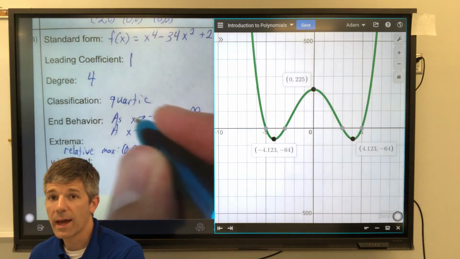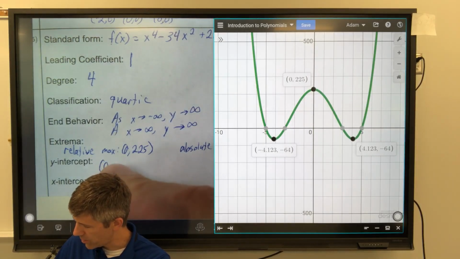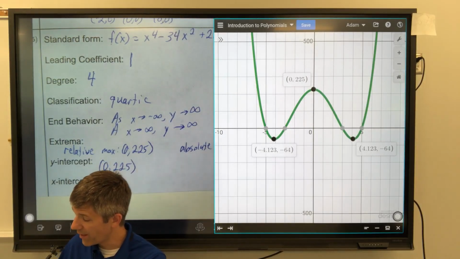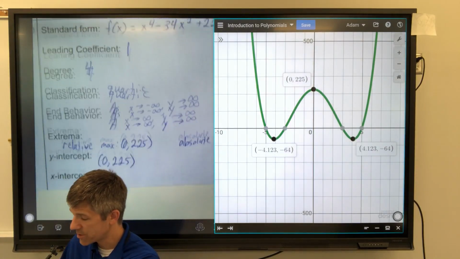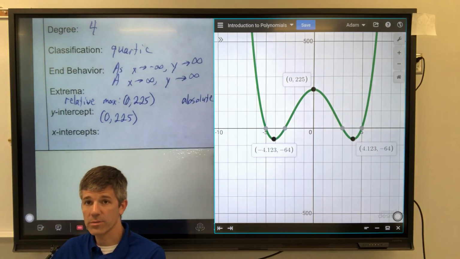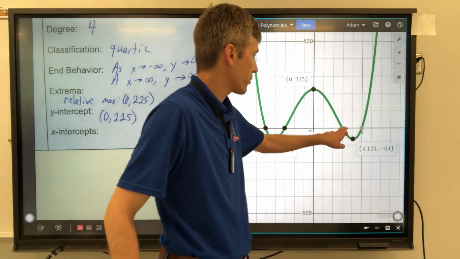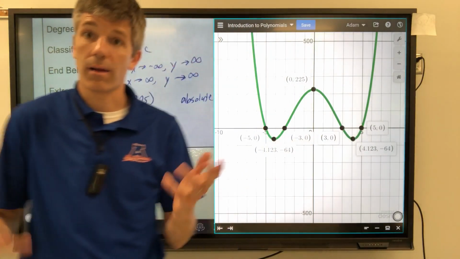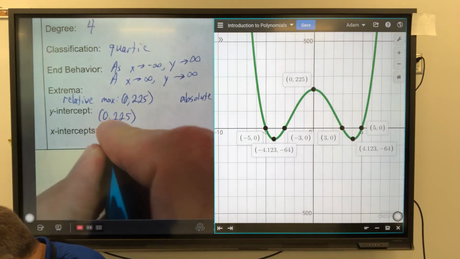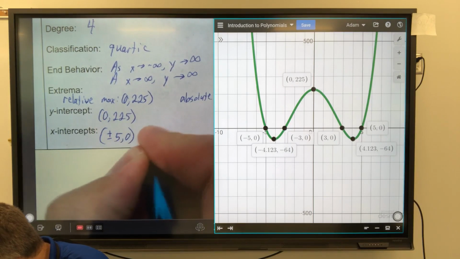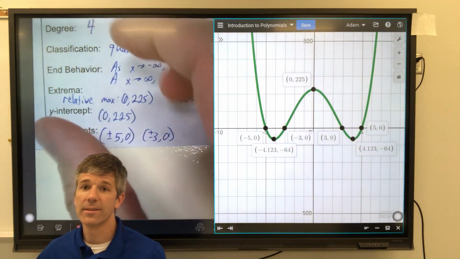Okay. And then we're going to also find the y-intercept, which we actually already found at 0, 225. And then we're going to find our x-intercepts, which we actually already mentioned. So let me scooch this up just a wee bit. And what we're going to do is come over here to the graph and find them. Negative 5, negative 3, 3, and 5. Told you. Let's simplify things. Plus or minus 5, 0. Plus or minus 3, 0. And there you go.